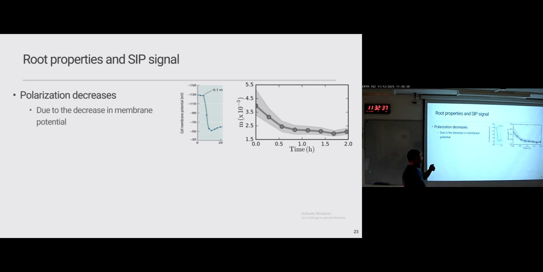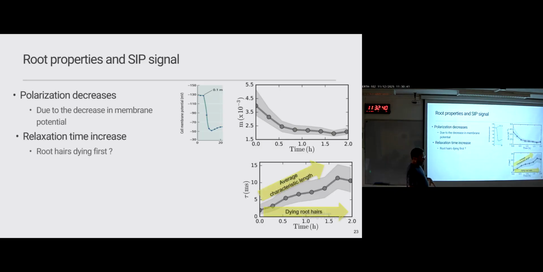And when we look at the relaxation time, then it started to be more complicated and interesting, because with time we saw an increase in the relaxation time, and that means that the characteristic length responsible for polarization increased. And we thought, okay, maybe it is the root hair. Those are tiny, elongated structures, which it is reasonable to assume will die first, and they are small in comparison to the main root. So this is an assumption, but we were not sure about it.